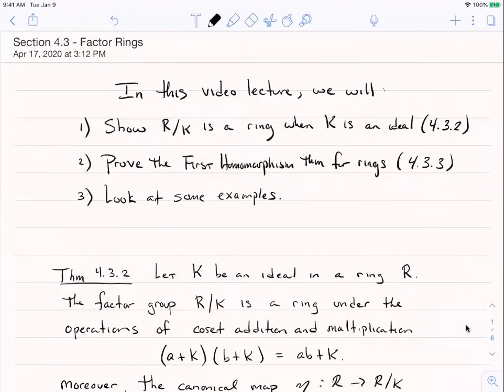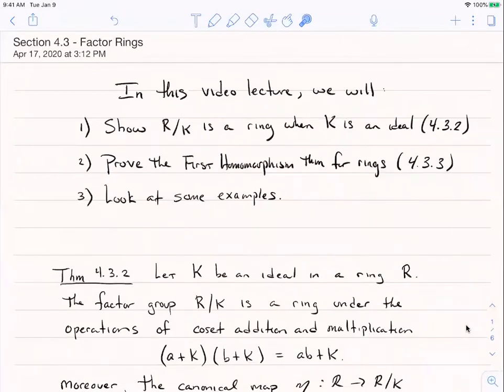In this, our second video lecture in section 4.3, we're going to be taking a look at the ring theoretic version of factor groups. So in this video lecture, you can see the goals are written there in front of you. What I want to do is show you that if you take an ideal in a ring, the factor group, which already exists, we know because that's a normal subgroup, and this abelian group is in fact a ring. So that's going to be the contents of theorem 4.32.